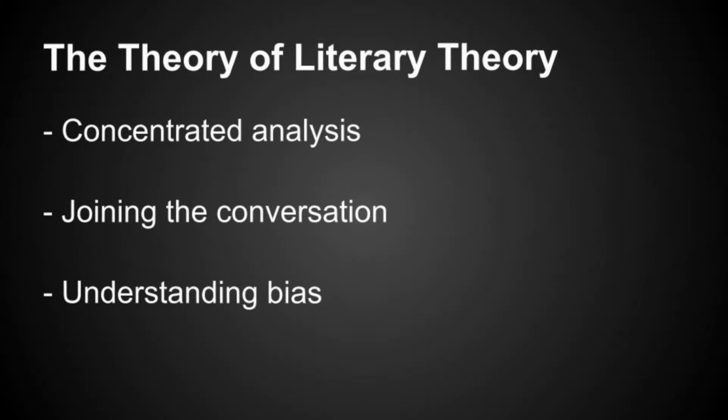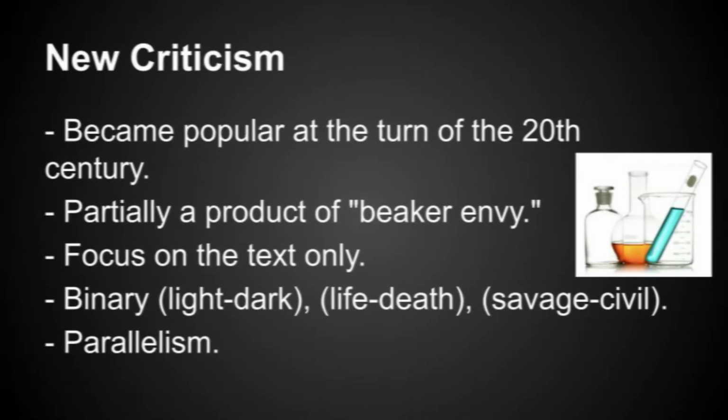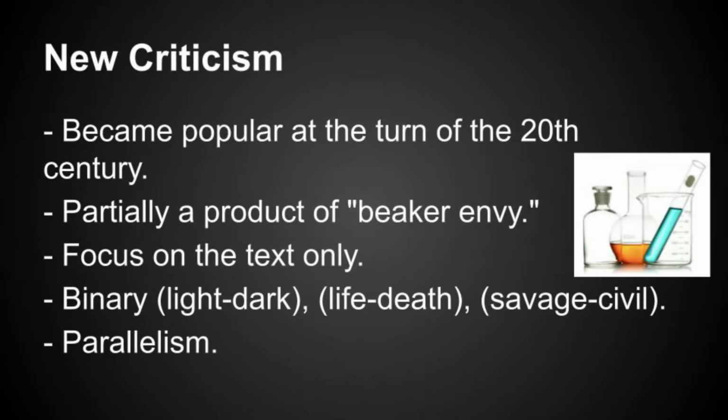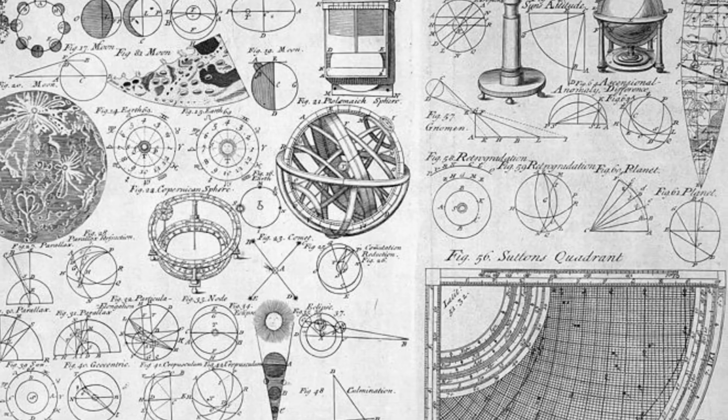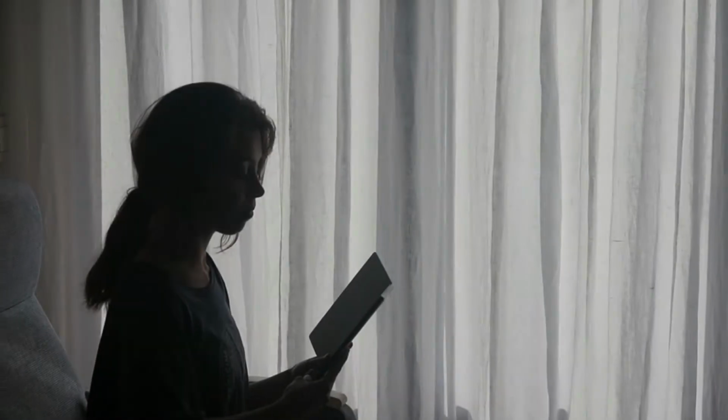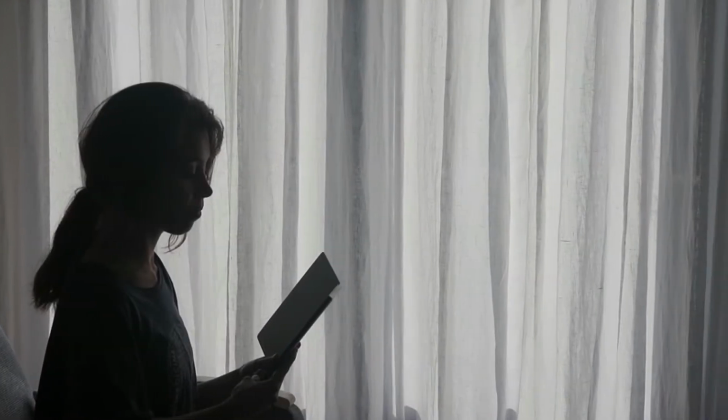The first theory we're going to talk about is called new criticism. Now, new criticism is a little confusing because it's actually one of the older types of literary theory, but it was new at the time and it's kind of always been called new criticism. New criticism became most popular at the turn of the 20th century. It's partly a product of what's called beaker envy, where the literary types were envious of the scientists, and they wanted to find a way to examine things much like how you would conduct an experiment.